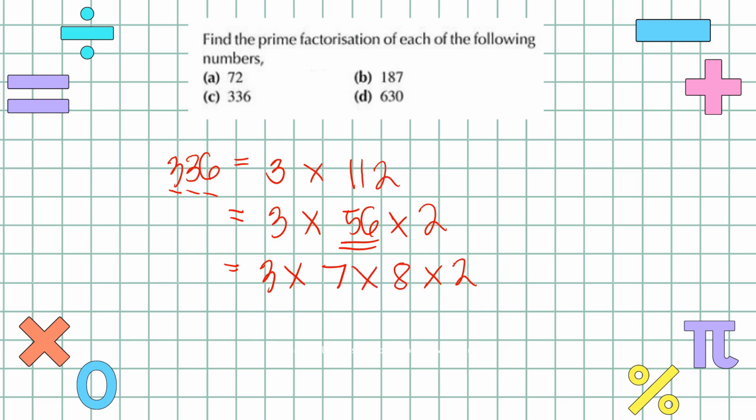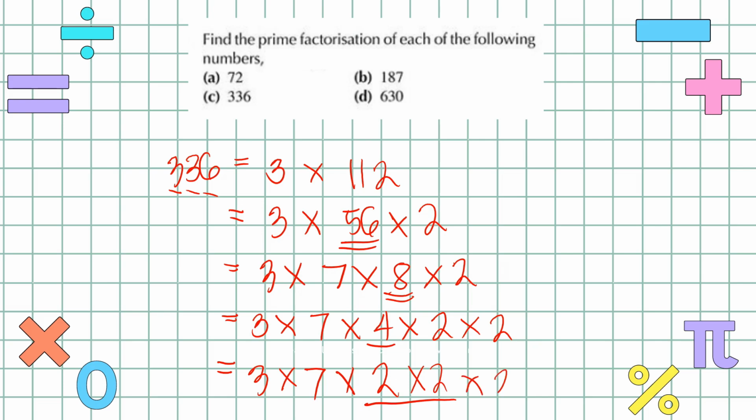Now among these 4, we have 8, which is not yet a prime number, so again, let's continue, copy the rest, and rewrite 8 as 4 times 2. Then copy the other times 2. Make sure that you copy all the prime factors correctly and carefully, okay? And then last, let's rewrite 4 as 2 times 2. So 3 times 7 times 2 times 2, and then copy the other 2's. And there you go. This is now the prime factorization of 336.